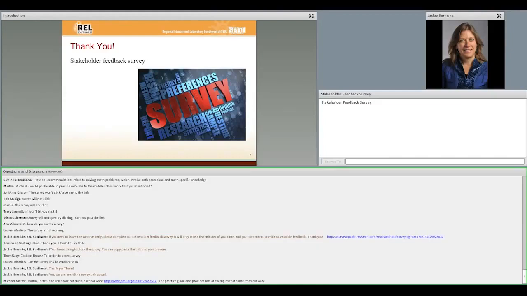I agree, she did. Okay, another question that was posed is, what is the best approach to vocabulary instruction for long-term ELs?